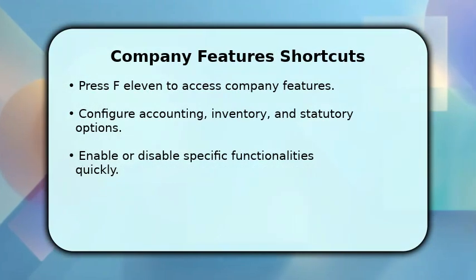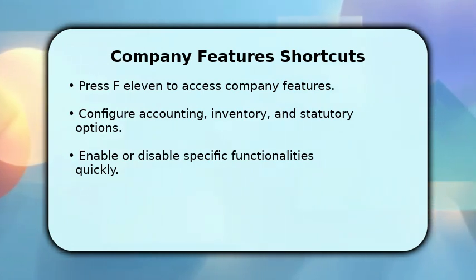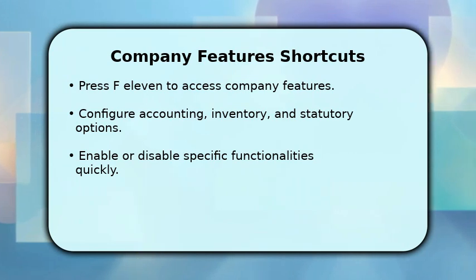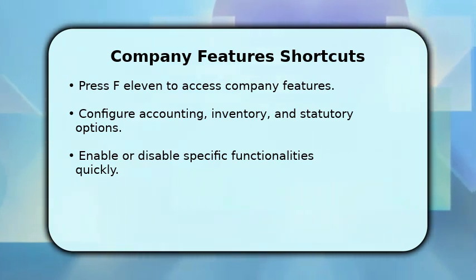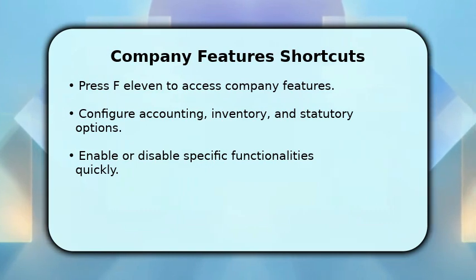To manage your company's settings, simply press F11 from almost any screen in Tally. This key opens the company features screen, where you can customize various aspects of your business operations. You can enable or disable accounting features, manage inventory settings, and configure statutory and taxation options, all with just one keystroke. It's a powerful way to tailor Tally to your specific needs.